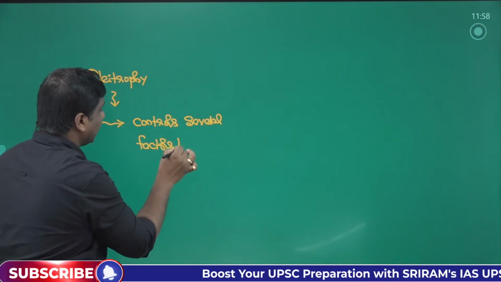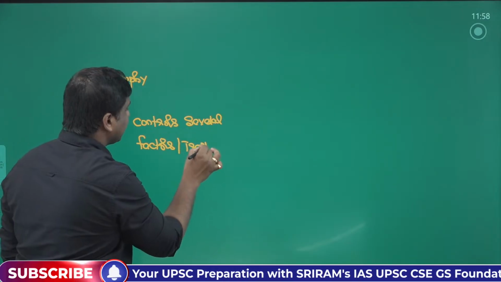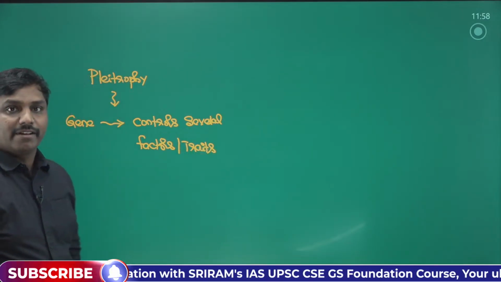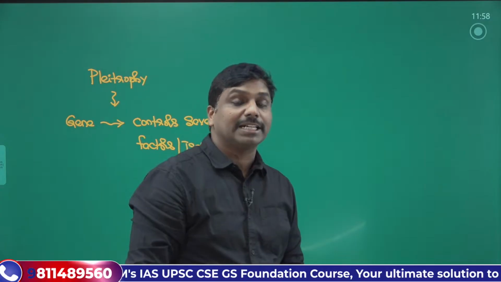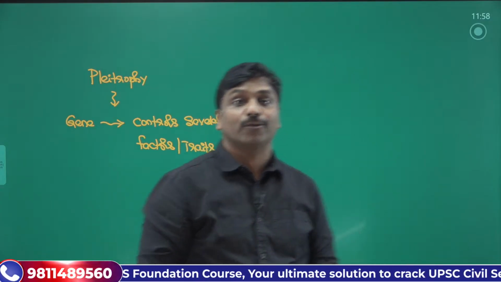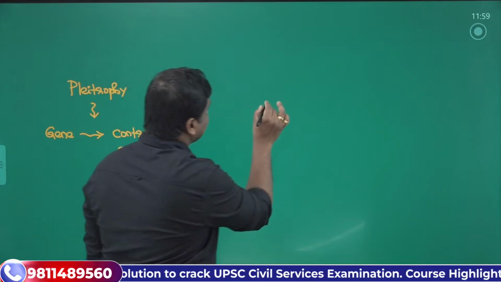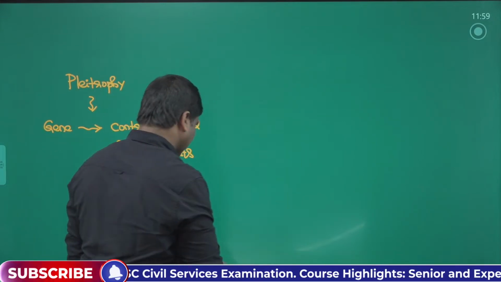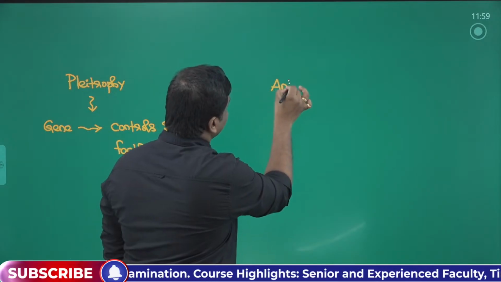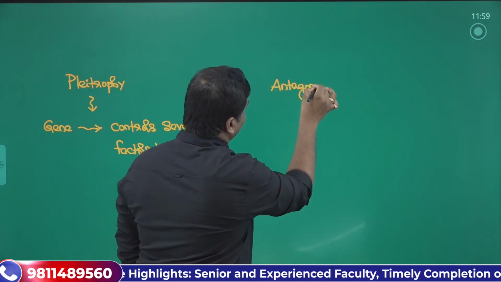Several factors or traits. That is known as pleiotropy: one particular gene responsible for multiple functions. So that is pleiotropy. Whereas, what is antagonistic pleiotropy? This is another important thing we should understand.